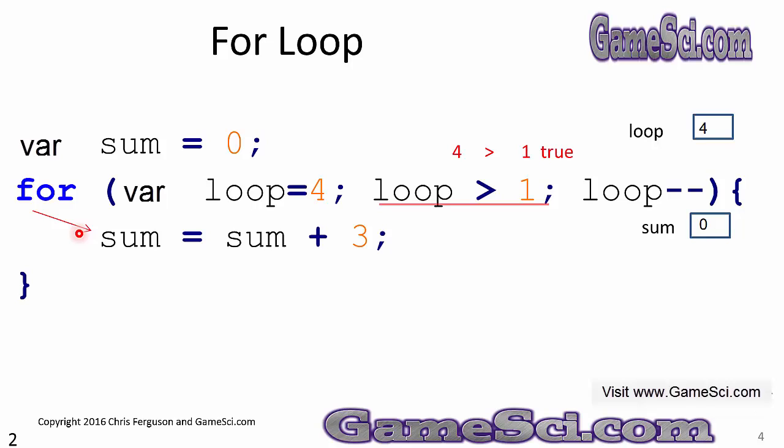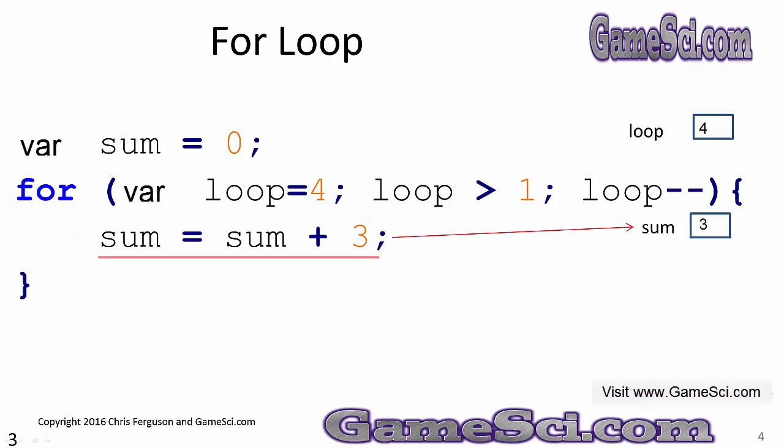We're going to go inside the loop. With a true condition, we're going to go inside the loop and execute the sum equals sum plus 3. Update the variable sum to 3 because we just added 3 to it. After we update the variable sum, we'll hit the end of the loop. Hit the end of the loop, we spin back up on the for loop. Now, watch carefully what happens when we spin back up on the for loop.